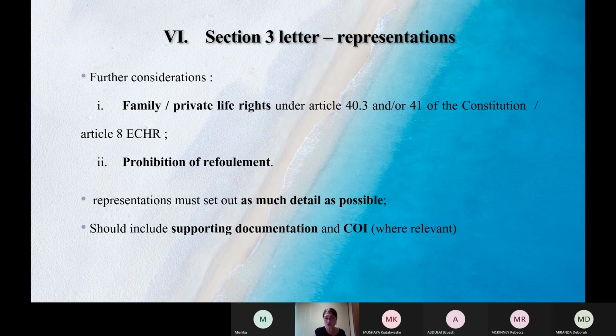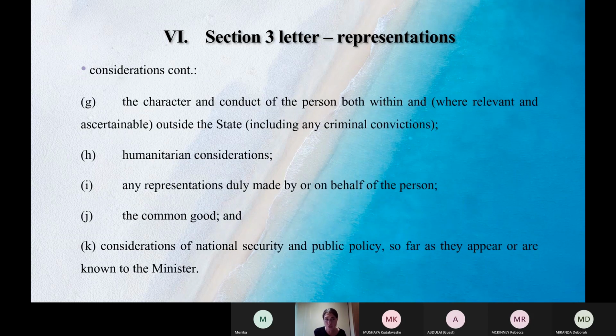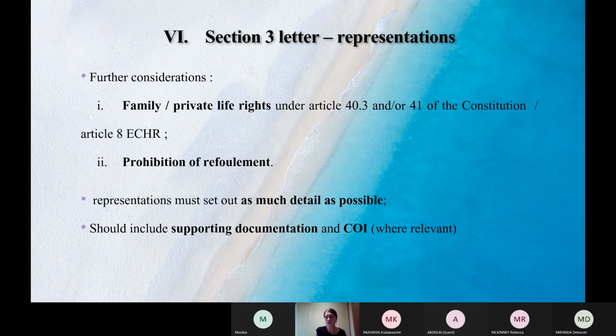So all of those criteria should be addressed. Also, two further considerations should be addressed as well. So these are, first of all, family and private life rights, both under the Constitution and under Article 8 of the European Convention on Human Rights.